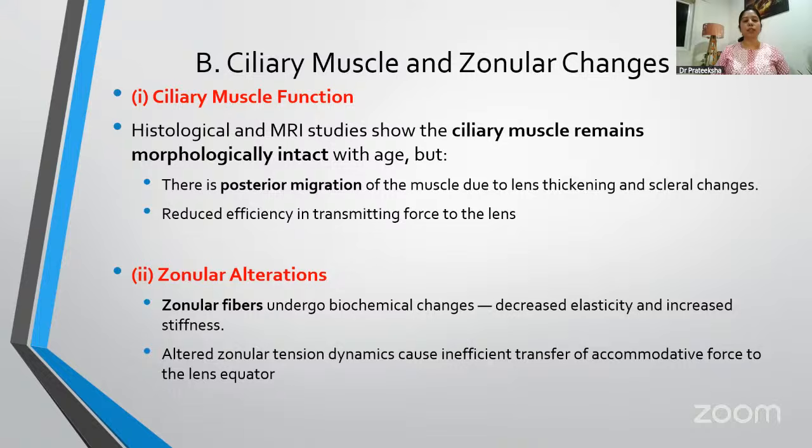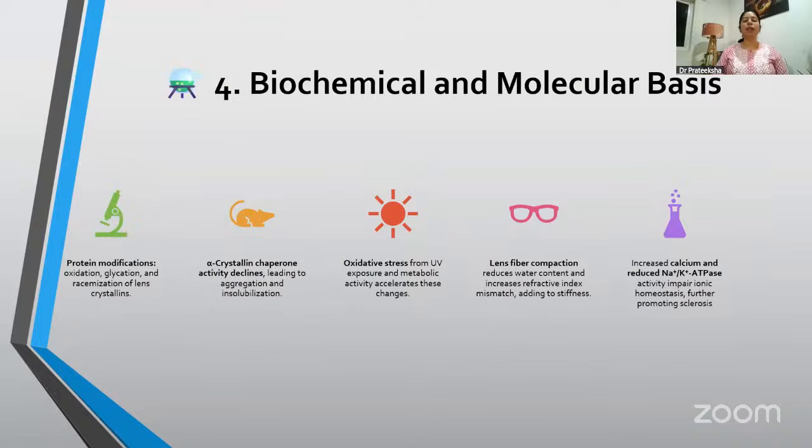Ciliary muscle and zonular changes. Ciliary muscle function: histological and MRI studies have shown that the ciliary muscle remains morphologically intact with age, but there is posterior migration of the muscle due to lens thickening and scleral changes, and reduced efficiency in transmitting force to the lens. Zonular alteration: the zonular fibers undergo biomechanical changes, with decreased elasticity and increased thickness. Altered zonular tension dynamics cause insufficient transfer of accommodative force to the lens equator.